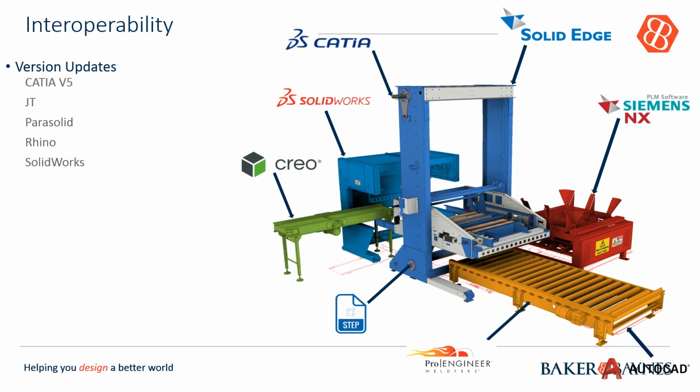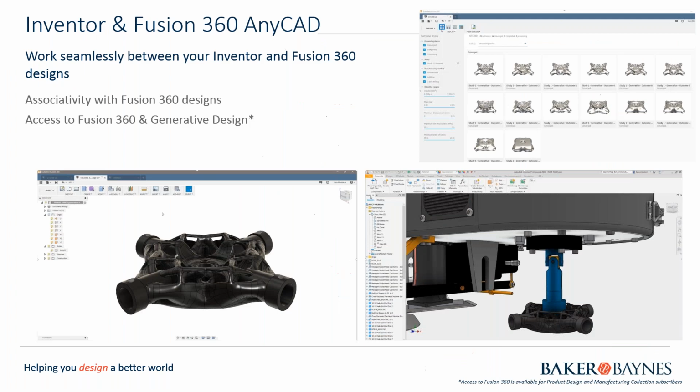There's version updates, so there's some import enhancements here for the various different CAD packages that's been enhanced. All right. So CATIA version 5, JT, Parasolid, Rhino, as well as SolidWorks. The translations to import and export has been enhanced as well. The next is the Inventor, Fusion, and AnyCAD. Okay, Fusion 360 AnyCAD. You can work seamlessly between the two.